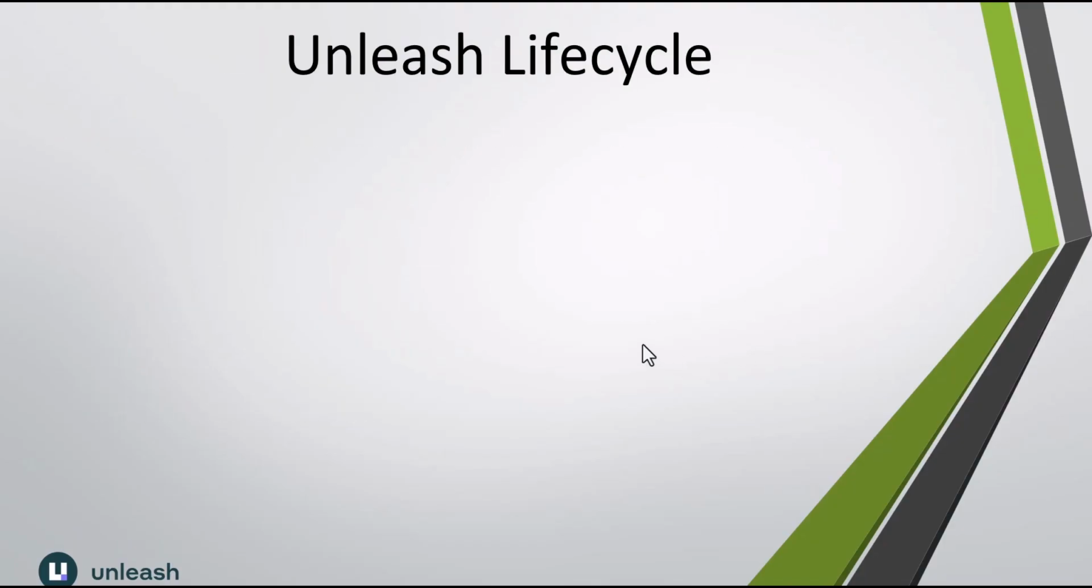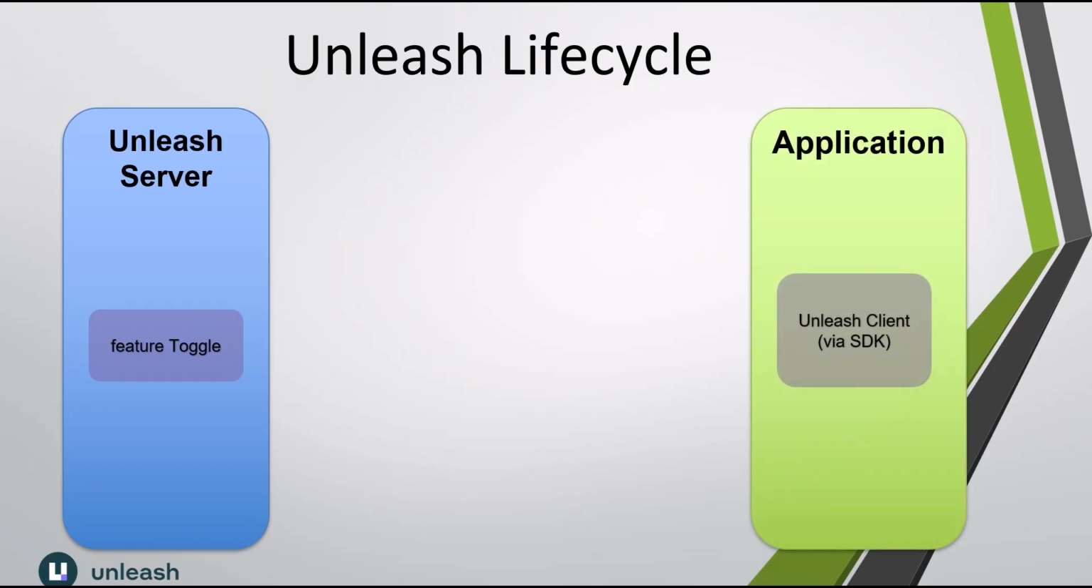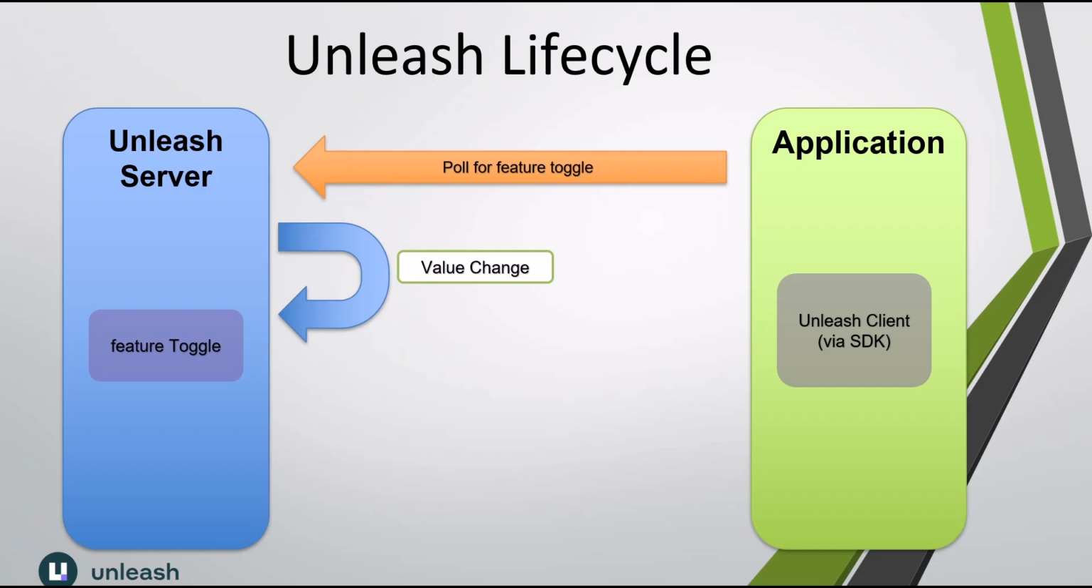Here is the Unleash lifecycle in action. First, a feature flag is created in the Unleash server UI with targeting strategies and environment. Then the application initializes an Unleash client SDK and a context to evaluate flags locally at runtime. The client periodically syncs flag configuration from the server.